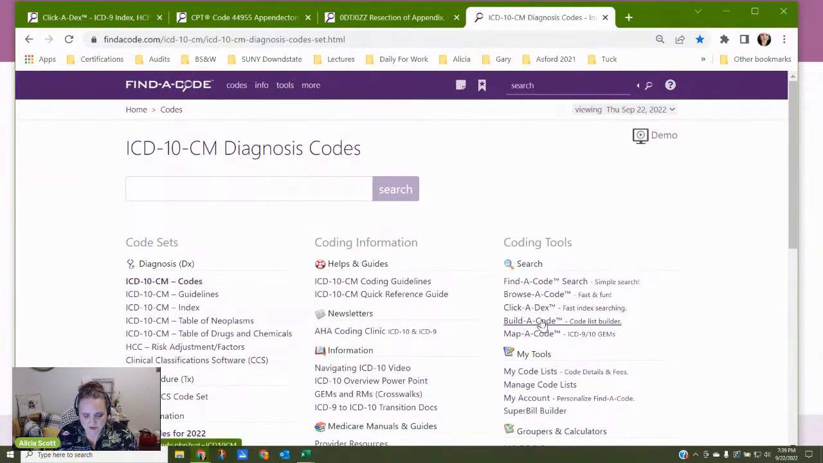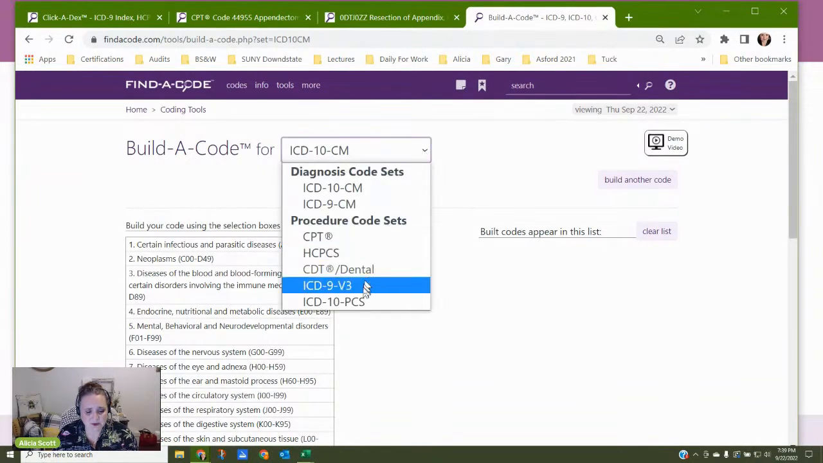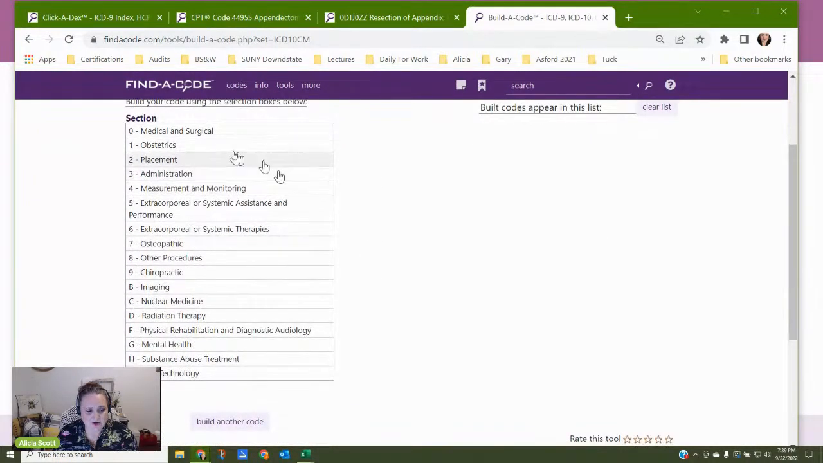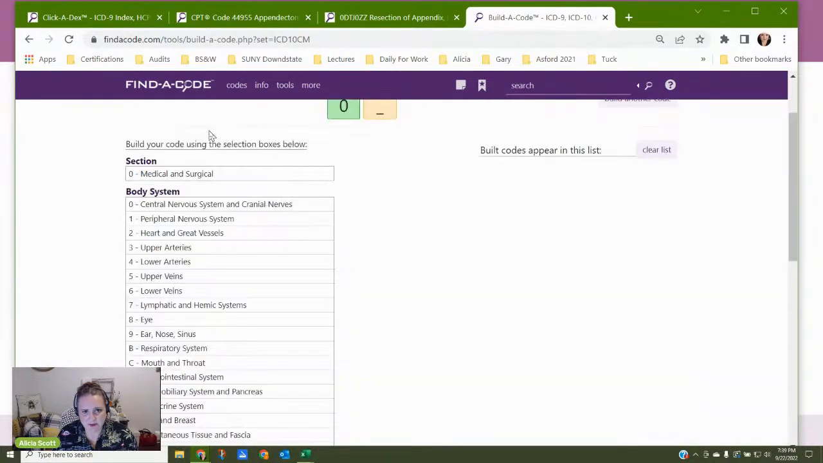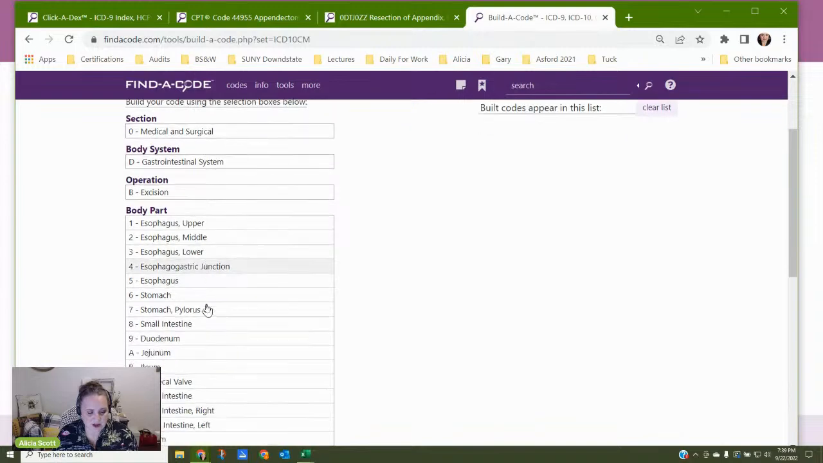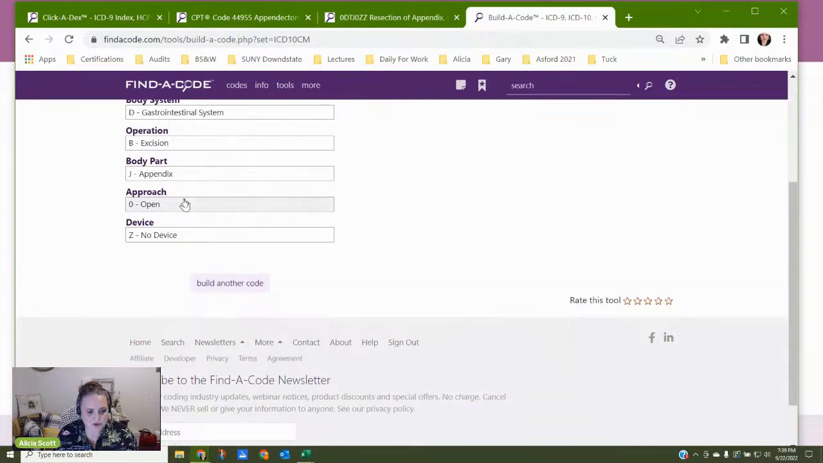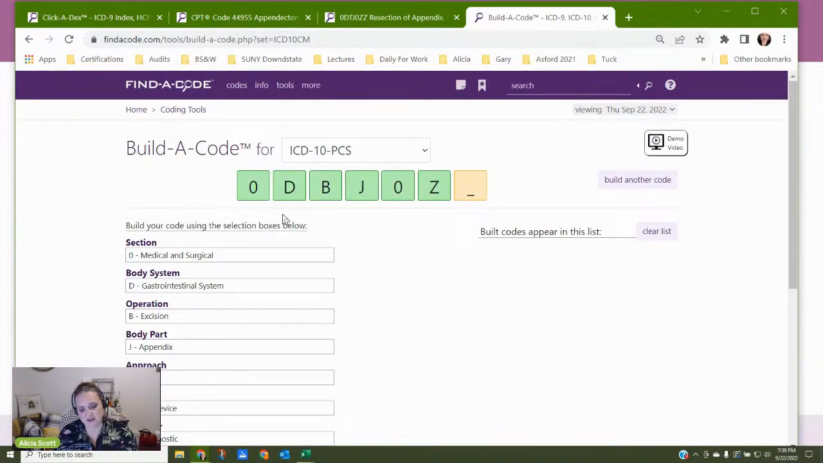I want to build a code. I use this a lot. So I'm going to go into PCS. Now, I know I want to go into med surge and I want to take out the appendix. And so I'm in med surge. What body system is the appendix in? It's in the gastrointestinal. And then what am I going to do? Excision and appendix. Appendix, open approach, no device. And it gave me that code for an excision of an appendix.